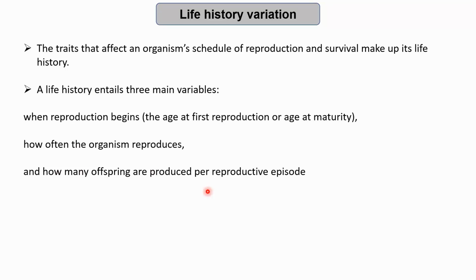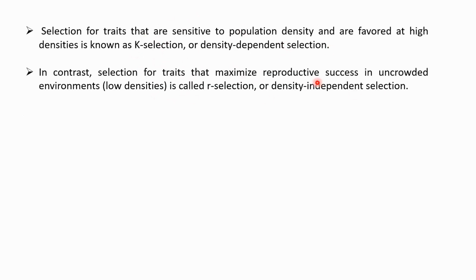So life history, as I mentioned, is a trait that affects an organism's schedule of reproduction and survival. The selection for the traits that are sensitive to population density and are favored at high densities is known as the K selection, or density dependent selection. The selection for the traits that maximize reproductive success in an uncrowded environment, that is at low densities, is called the R selection or density independent selection. These names follow from the variables of the logistic equation.